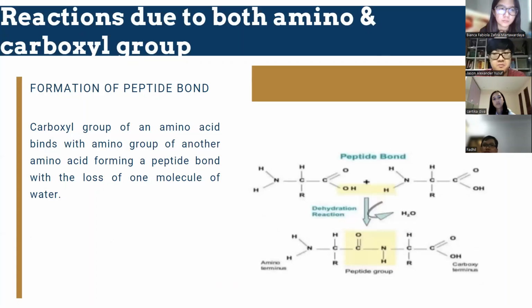And then reaction due to both amino and carboxyl group. Formation of peptide bond. The carboxyl group of an amino acid binds with the amino group of another amino acid, forming a peptide bond with the loss of one molecule of water. As you can see in the picture, this is the equation for the peptide bond, and then the dehydration reaction occurs, removing water, and then we can see the peptide group formed after the reaction. Next slide, please.